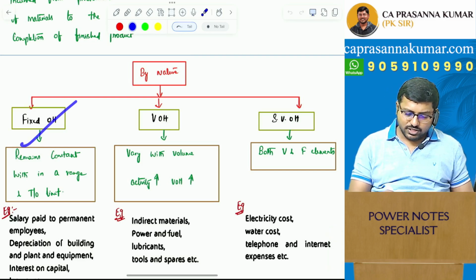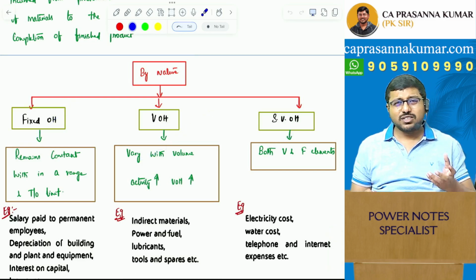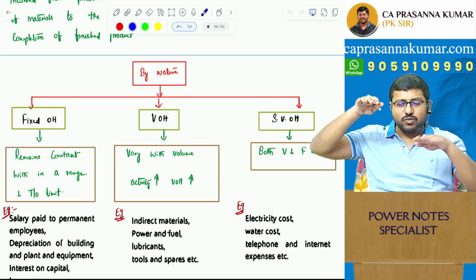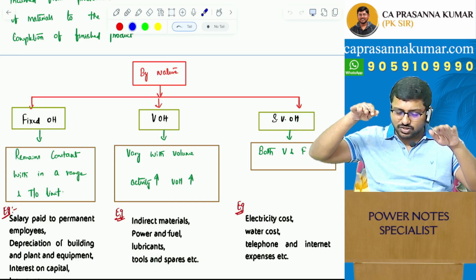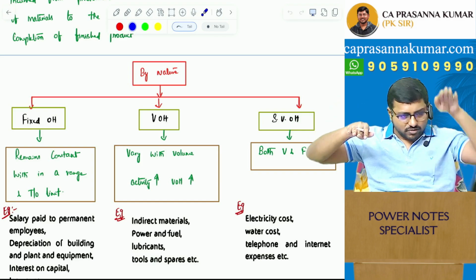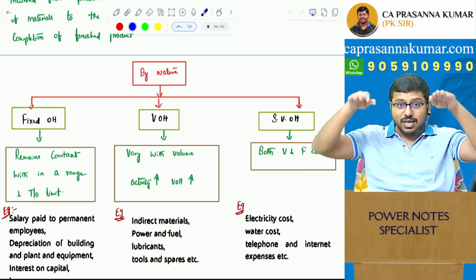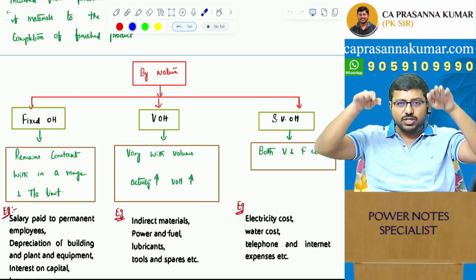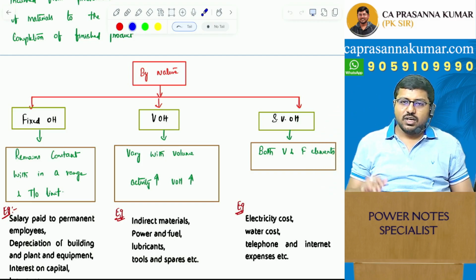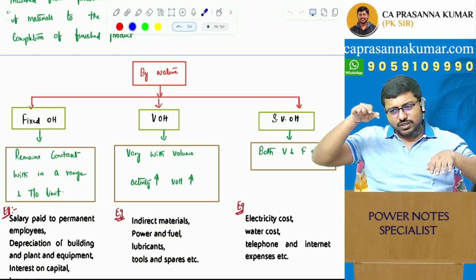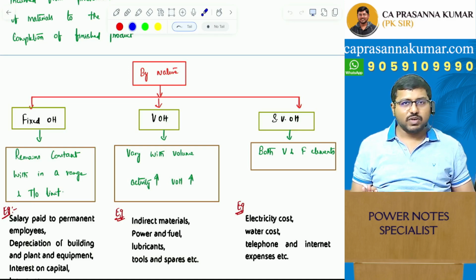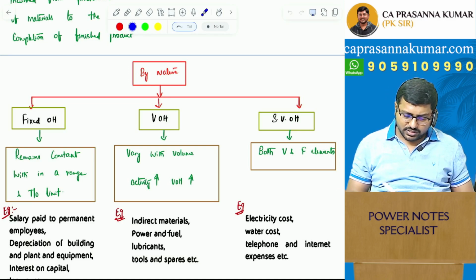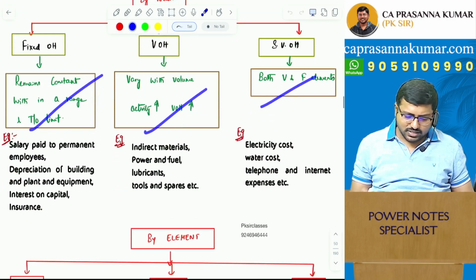What are they? Fixed overheads, variable overheads, semi-variable overheads. Nature means how they behave along with the output. If the output keeps on varying and your overheads is fixed, then it is called fixed overheads because its nature is fixed. If output is varying and your overheads is also varying along with them simultaneously, parallelly, proportionately, then it is variable overheads. And if your output is varying and your overheads is also varying, but it is not proportionate, disproportionate variation, then we call it as semi-variable overheads. Clear? Right. Now you can see the examples over here.